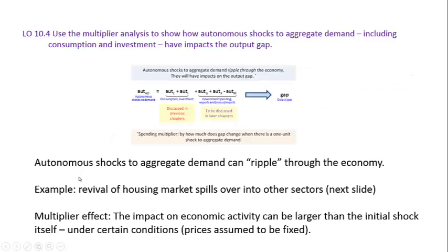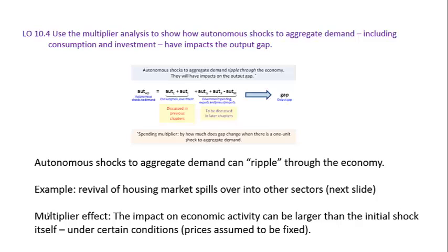So in this section, we're going to find a way to analyze a little bit more formally these ripple effects. And we're going to also be looking at what is known as the multiplier effect. What the multiplier effect tells us is that the impact on economic activity at the end of the day can be larger than the initial shock itself. So that initial shock, we say, is multiplied as it ripples throughout the economy.